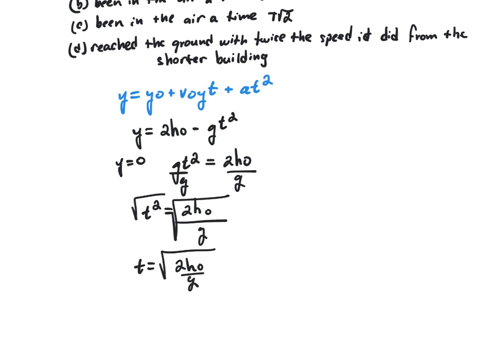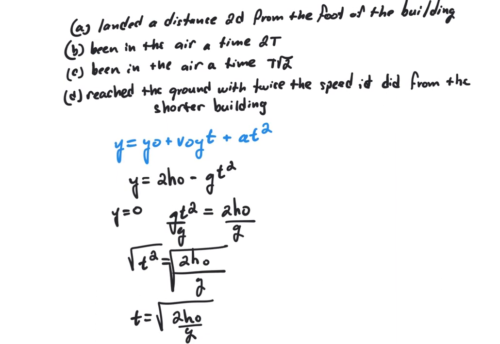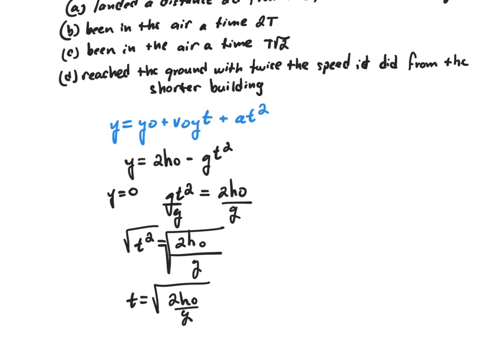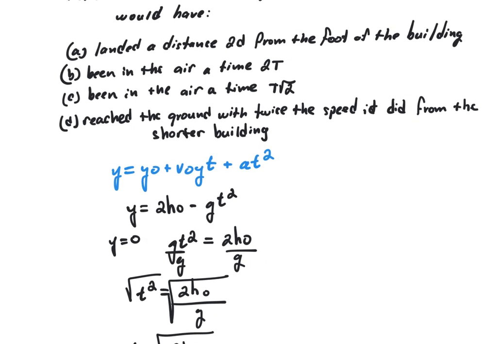the initial height and gravity. So that is the answer to our question. So it's t times square root of 2. That becomes C.